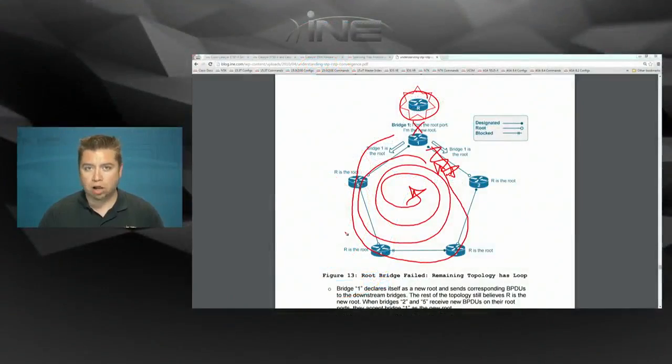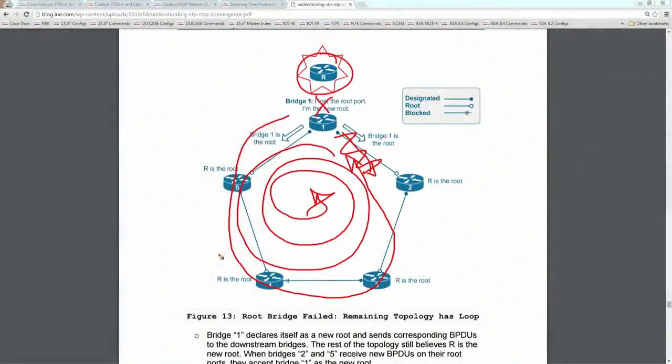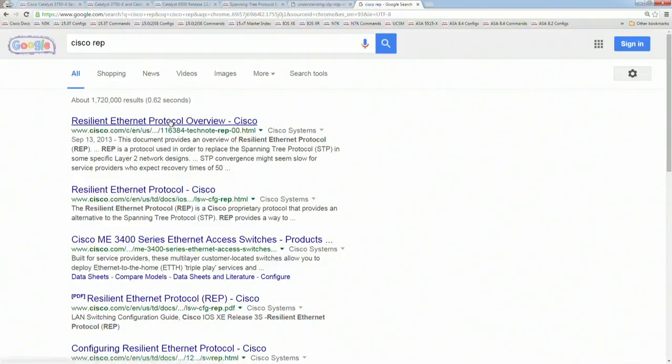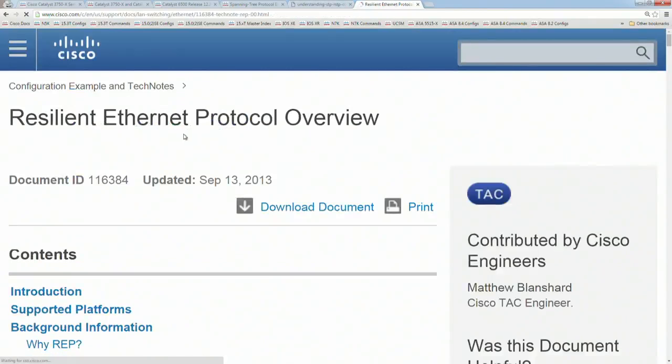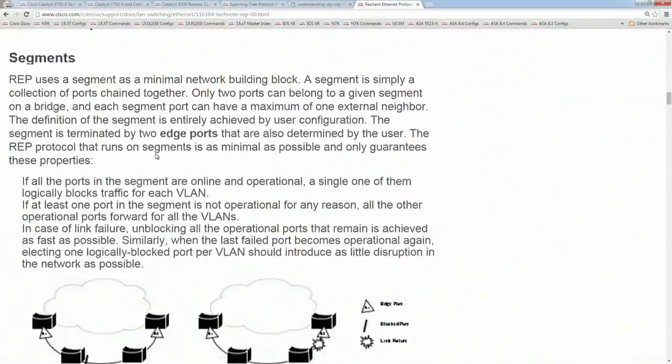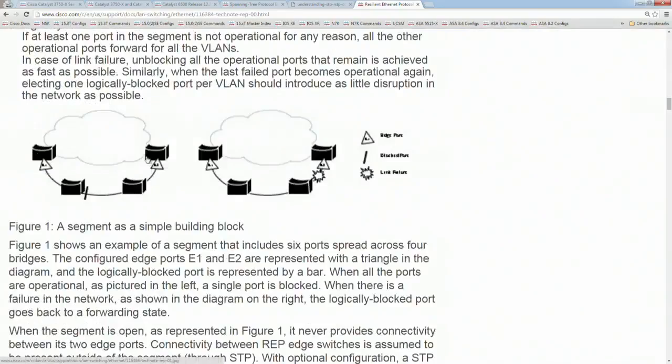There's a separate protocol that you would run in this type of environment, which is called Resilient Ethernet Protocol, or REP. Now, I don't think that REP is within our particular scope. It would be something that's in the scope of the service provider exam, but the specific use case for this is in Metro Ethernet rings.